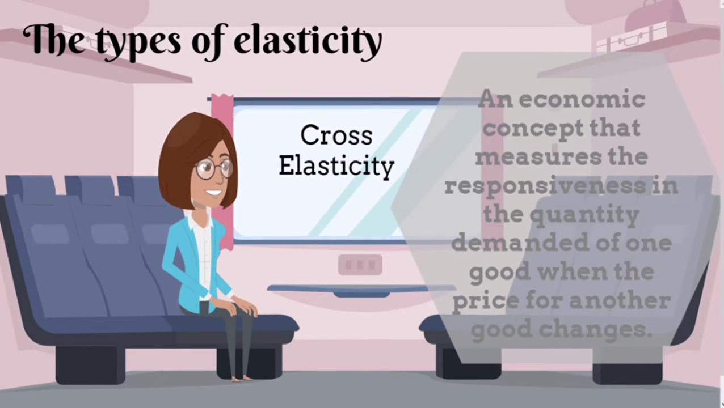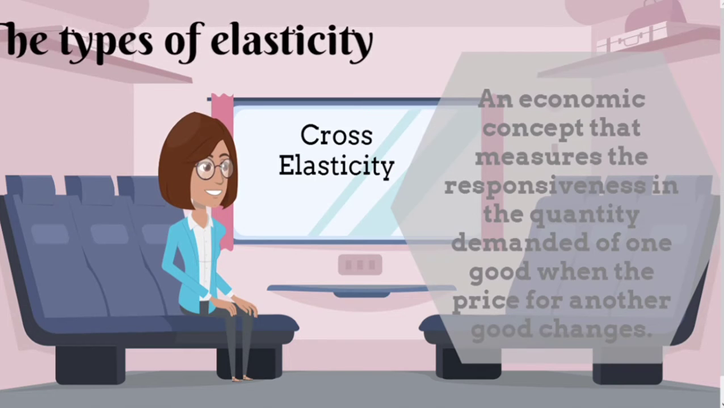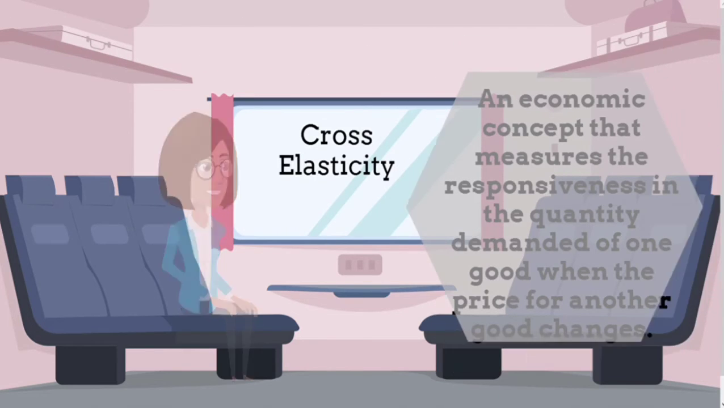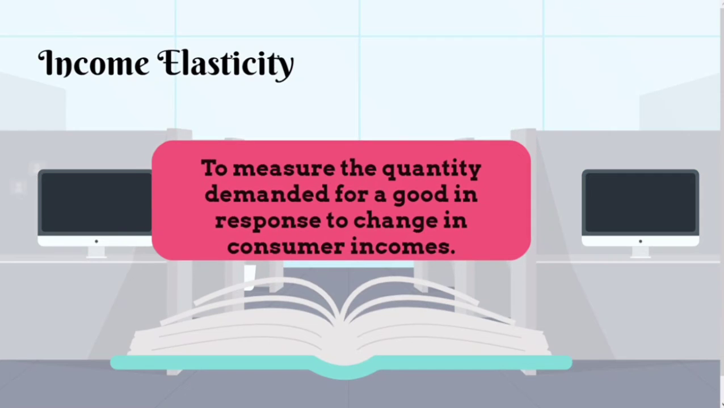Besides is the type of elasticity. First, cross elasticity is an economic concept that measures the responsiveness in the quantity demand of one good when the price for another good changes. Next is income elasticity. It measures the quantity demand for a good in response to change in consumer incomes.